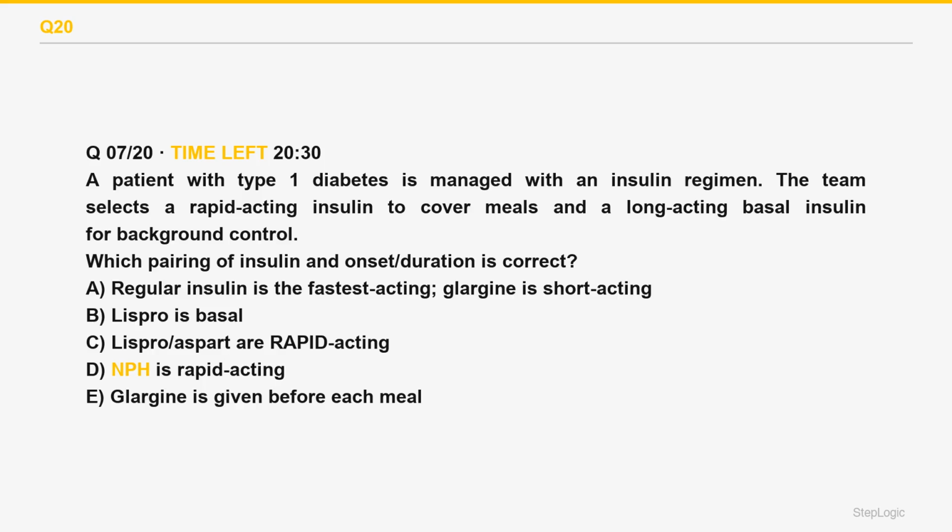Which pairing of insulin and onset duration is correct? A patient with type 1 diabetes is managed with an insulin regimen. The team selects a rapid-acting insulin to cover meals and a long-acting basal insulin for background control. Read the command. Which pairing is correct? Lispro, aspart: rapid, mealtime. Glargine, detemir: long-acting, basal.